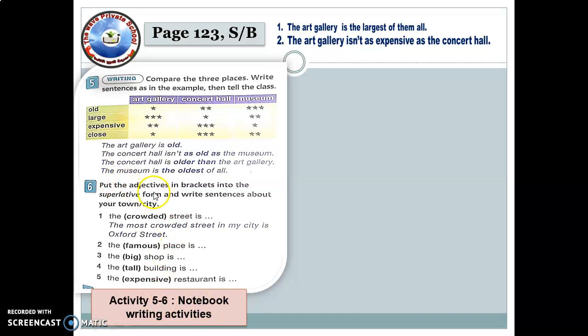Same as in activity 6. Put the adjectives in brackets into the superlative. Now this time you're going to use only EST, like biggest, or the most beautiful. So that is superlative form, and write sentences about your town or city. It is about your place. For example, crowded: The most crowded street in my city is Oxford Street.